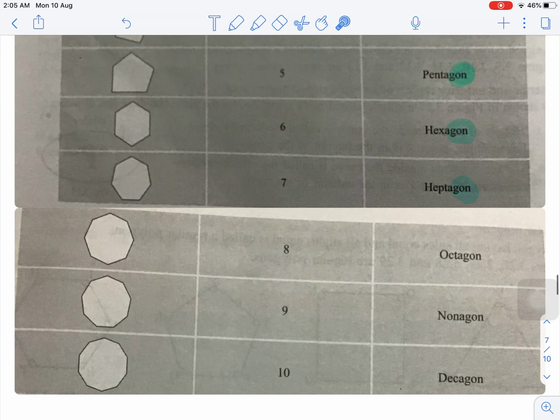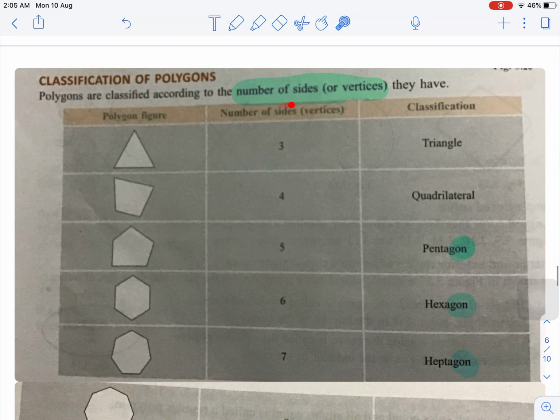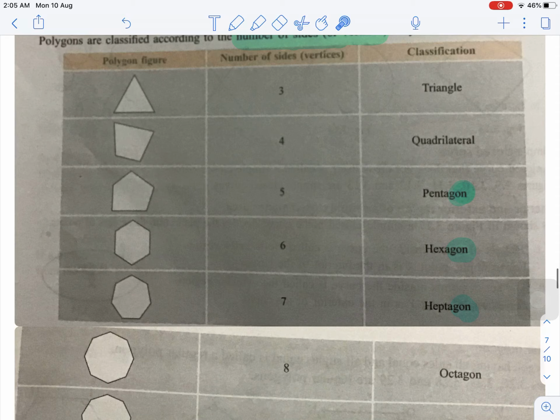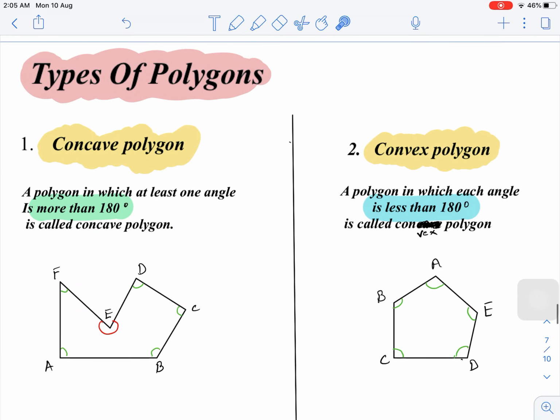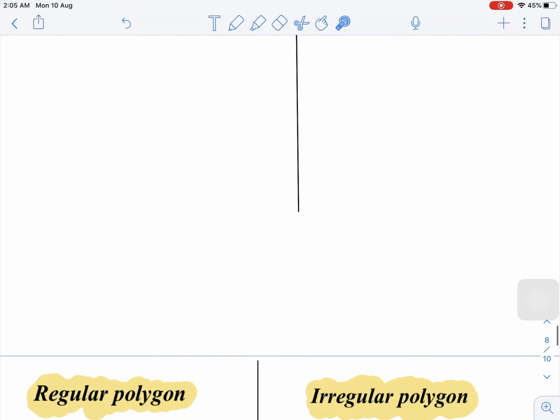Then we learned the classification of polygons. Based on the number of sides, polygons can be classified as triangle, quadrilateral, pentagon and so on. Then we learned about types of polygons: concave and convex. Concave means if at least one angle is more than 180 degrees, the polygon is known as a concave polygon. If all angles are less than 180 degrees, it is known as a convex polygon.